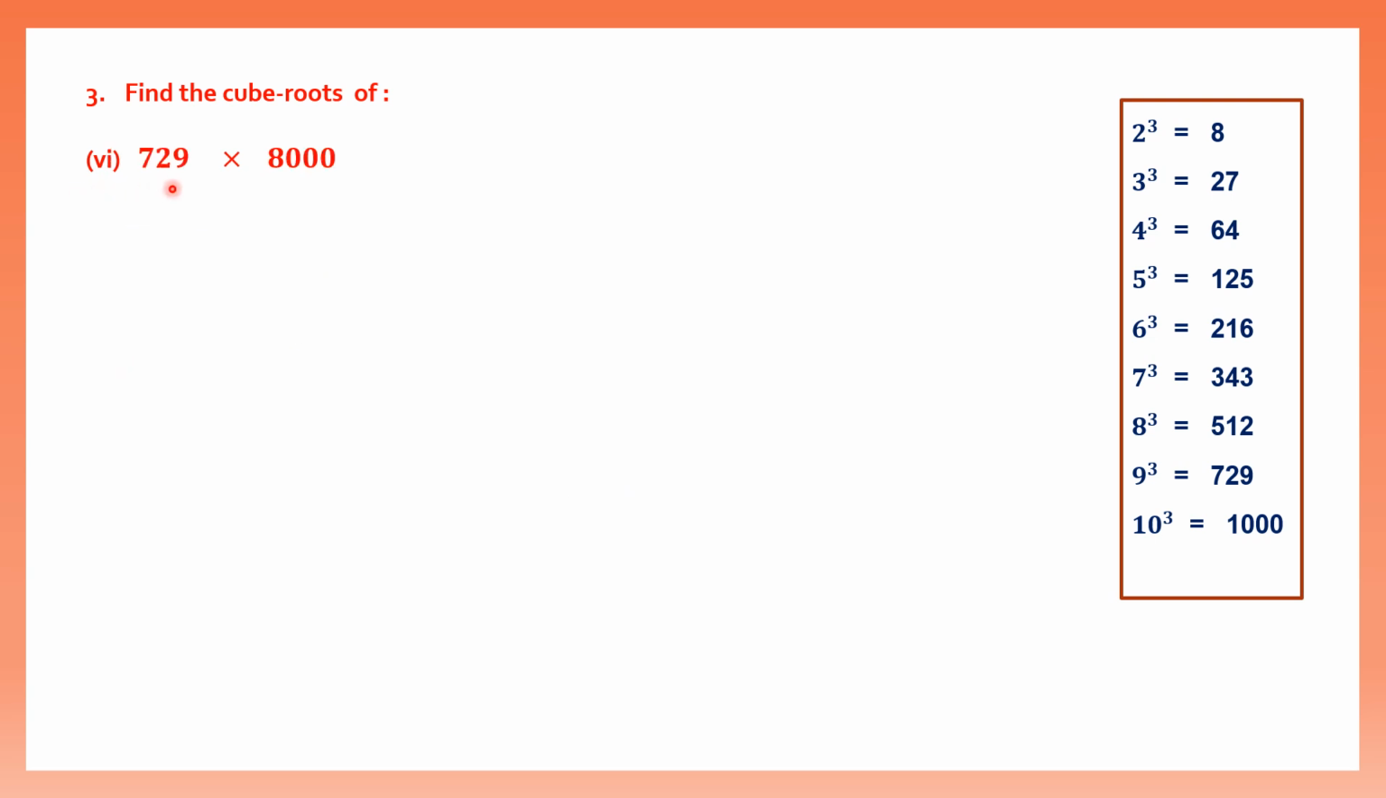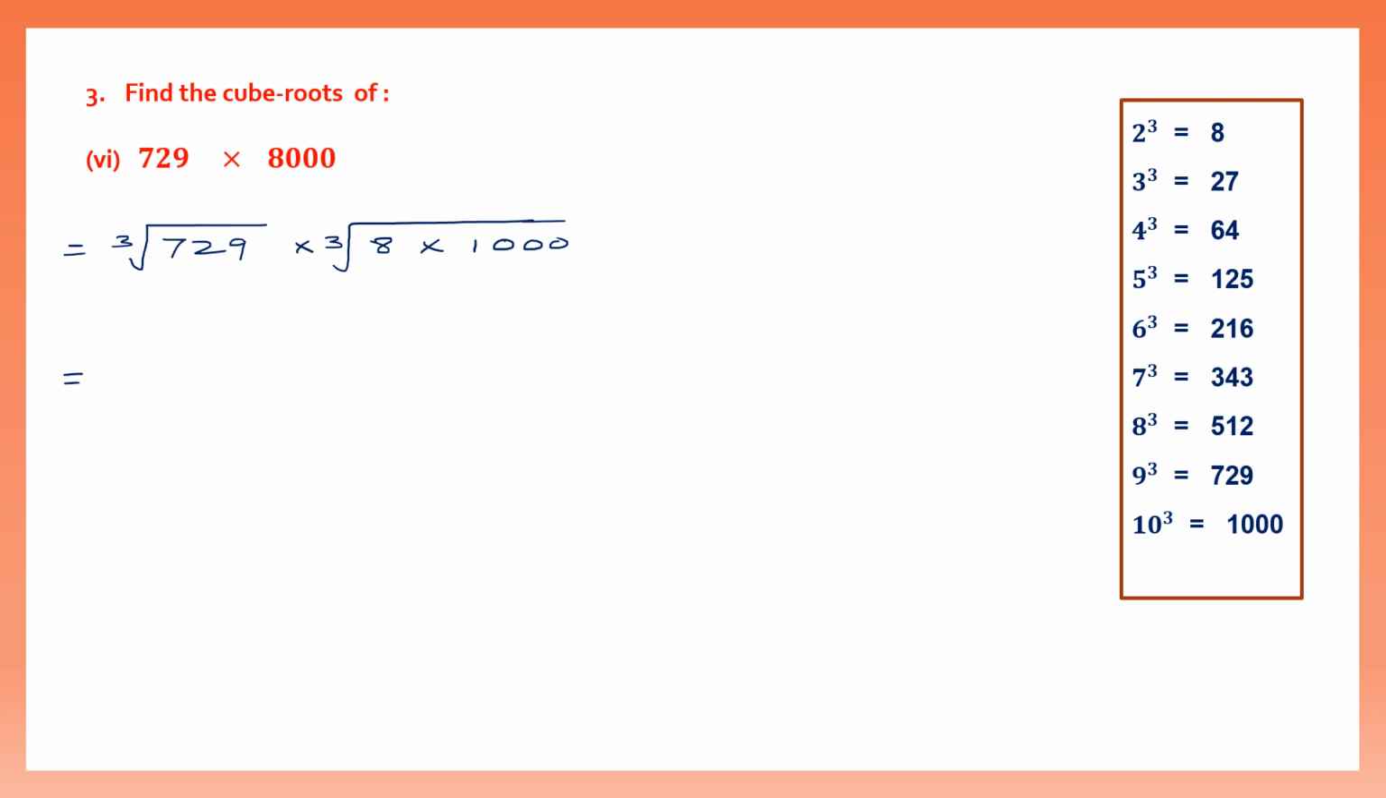Here question 6, we have to find the cube root of 729 into 8000. So we can write it this way. The cube root of 729 into the cube root of, now 8000, I can write it as 8 into 1000, isn't it? 8 into 1000 is 8000.